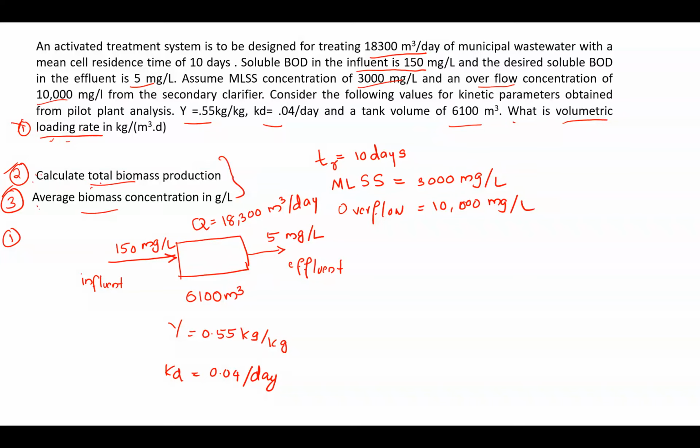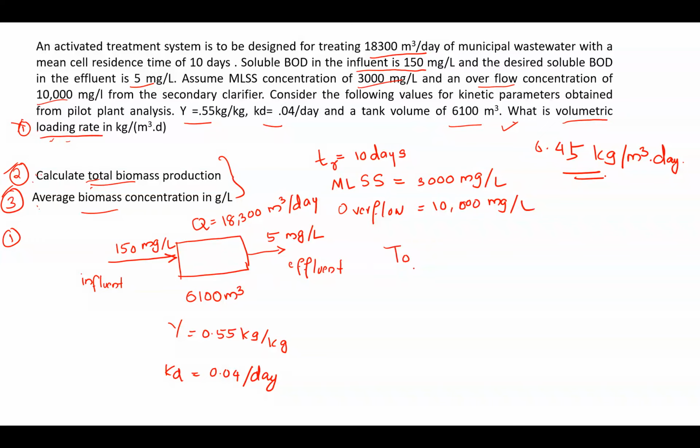So we have to calculate the total biomass production. Do you have any confusion about the volumetric loading rate? Yes, it is 0.45 kg per meter cube per day. This is the answer. This doesn't have confusion, it is easy, I think. Now we calculate the total biomass production.